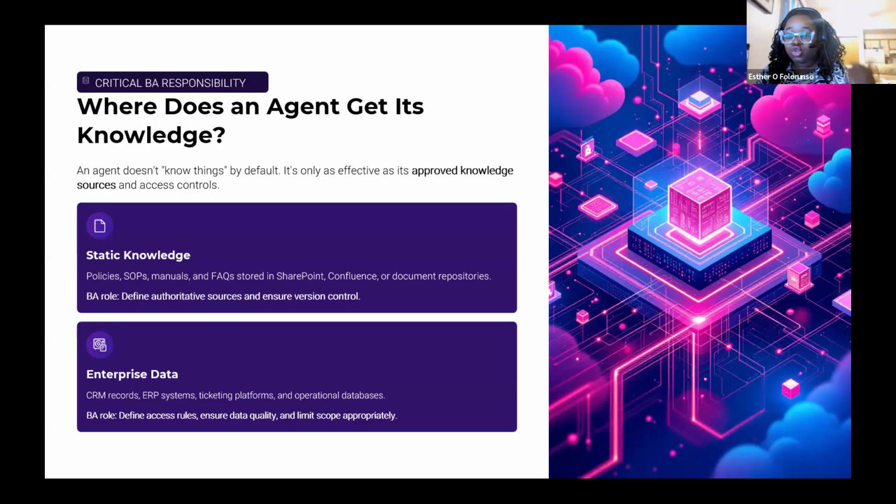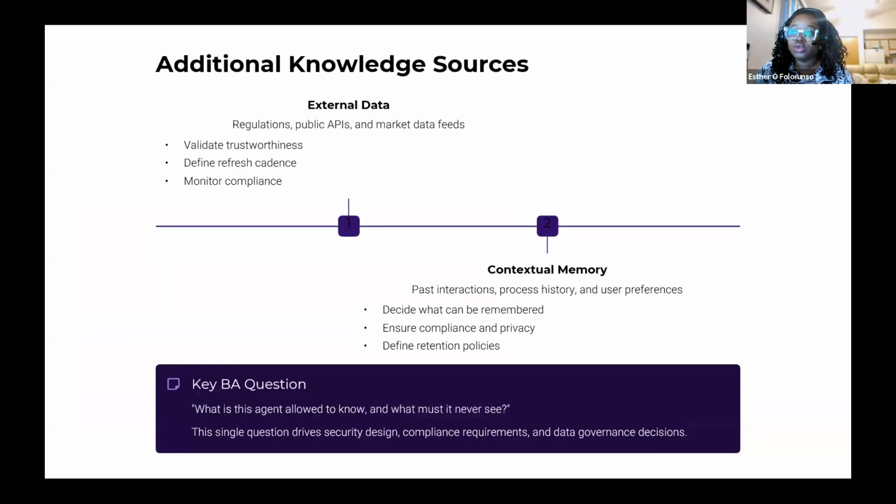So it doesn't have superpowers. It's depending on what you have fed it. It's depending on the information you have given to it. So document control, version control is very, very important in whatever we're building. Then external sources like public APIs, regulations, market data feeds, things that you know would help your agent. But again, you have to decide what you want the agent to remember and ensure compliance and privacy.